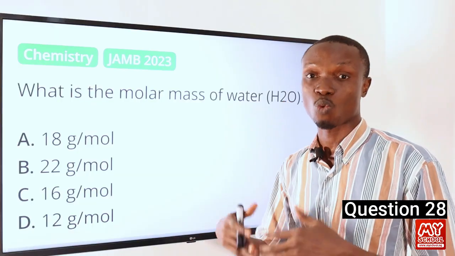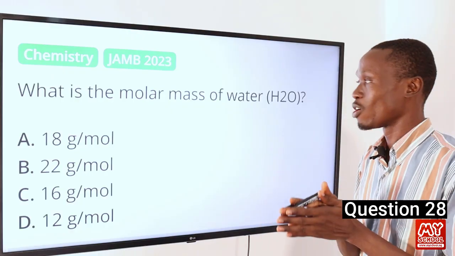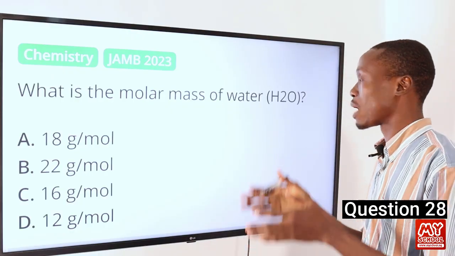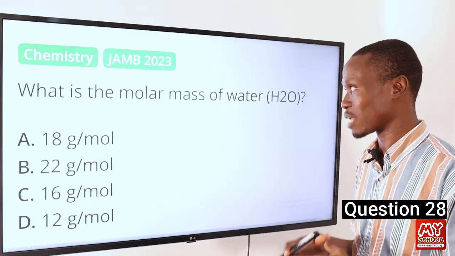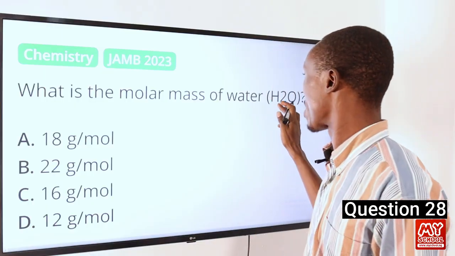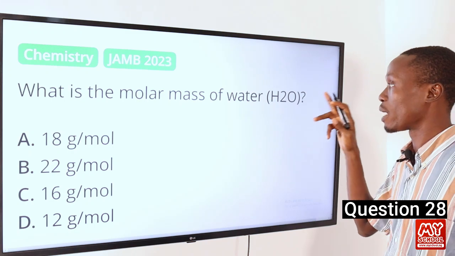The atomic mass of hydrogen is 1, while the atomic mass of oxygen is 16. So in order to calculate the molar mass of water, we simply add the atomic mass of hydrogen and that of oxygen together. The atomic mass of hydrogen is 1, but we have 2 hydrogen atoms here, so multiply that by 2.